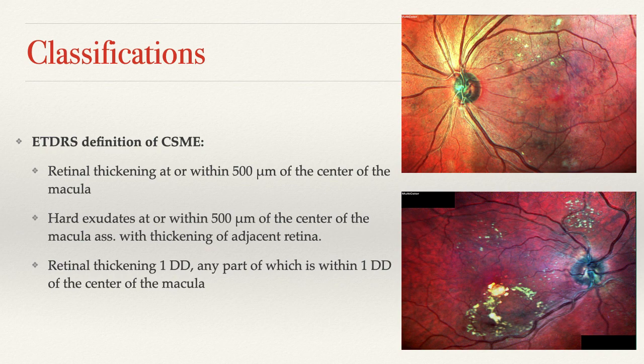Clinically significant or vision-threatening macular edema according to the ETDRS is retinal thickening at or within 500 microns of the center of the macula, presence of hard exudates at or within 500 microns of the center of the macula associated with thickening of adjacent retina, or retinal thickening of 1 disc diameter area, any part of which is within 1 disc diameter of the center of the macula. This definition was of utmost importance in the era of laser treatment for macular edema.